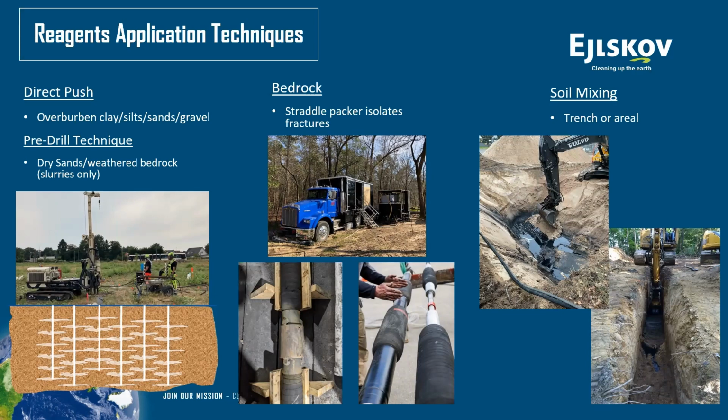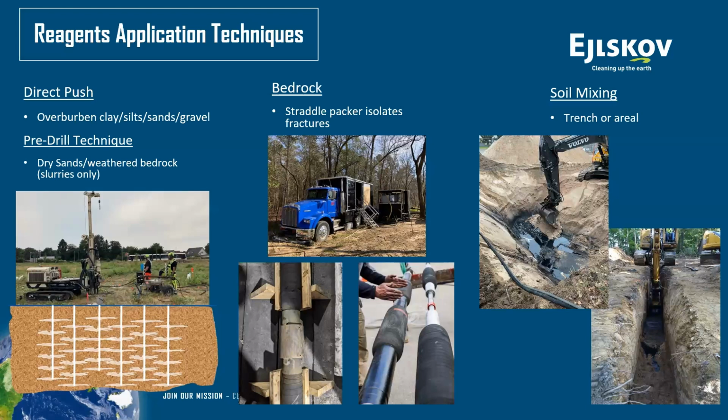That pre-drill technique that you see there is really for sites that have direct push refusal but are not competent bedrock. And that's where we use sonic or augers to advance through that refusal zone. We backfill that with bentonite, and then we can re-drill that point with direct push. We've used that successfully in Europe as well as here in the US. And if it is competent bedrock, that is the system that we use here in the US, where we use straddle packers to isolate fractures to be able to inject the amendments.